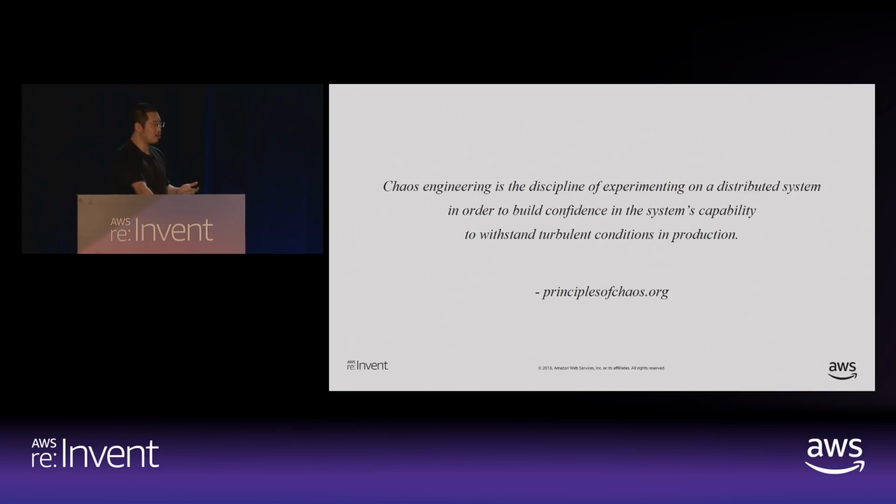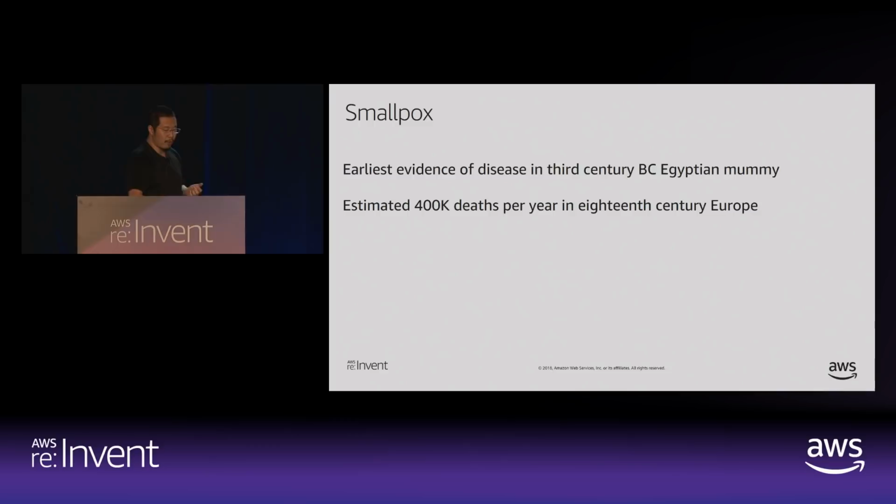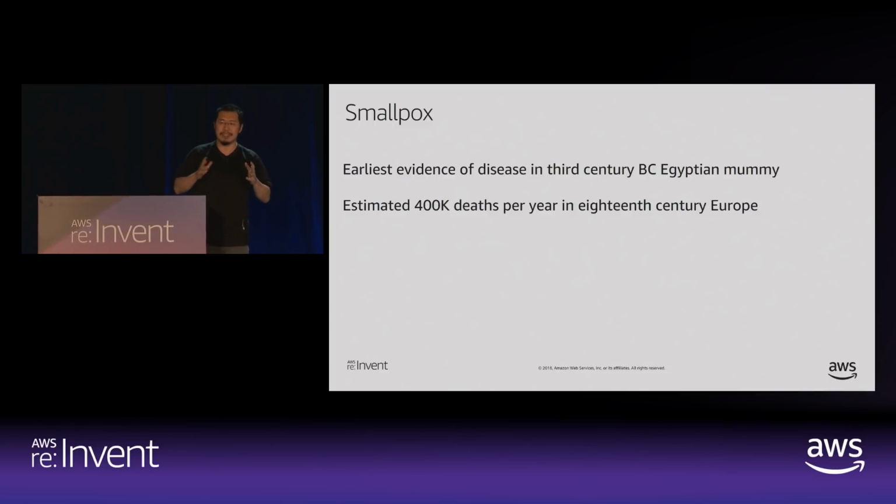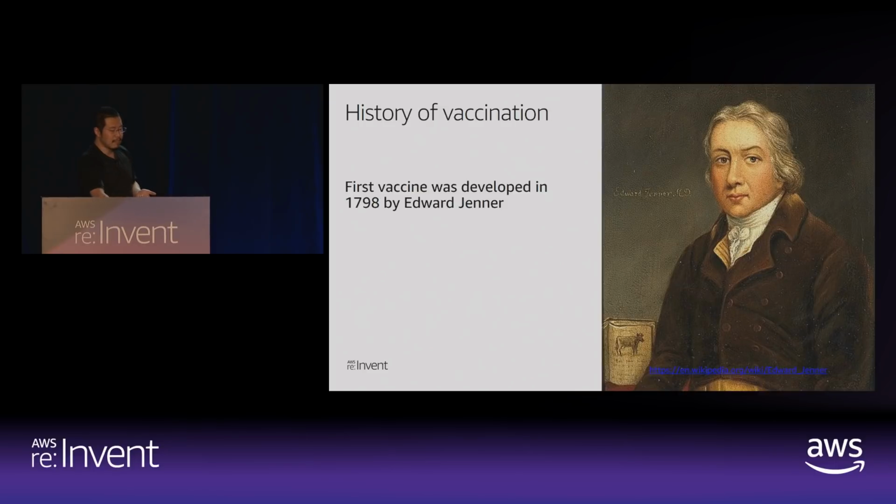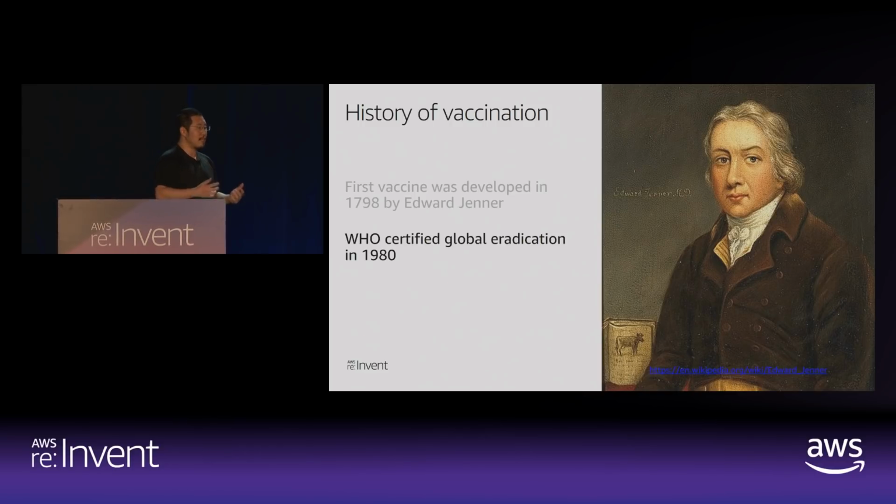Personally, I like to use analogies, and I think the perfect analogy for chaos engineering is vaccination. And you can't talk about vaccination without going all the way back to smallpox, which was easily one of the most deadly diseases that we have ever encountered as a species. It was killing people in the hundreds of thousands every year in Europe alone, until about 1798, when Edward Jenner created the first vaccination. And less than 200 years later, we were able to eradicate smallpox at a global scale.